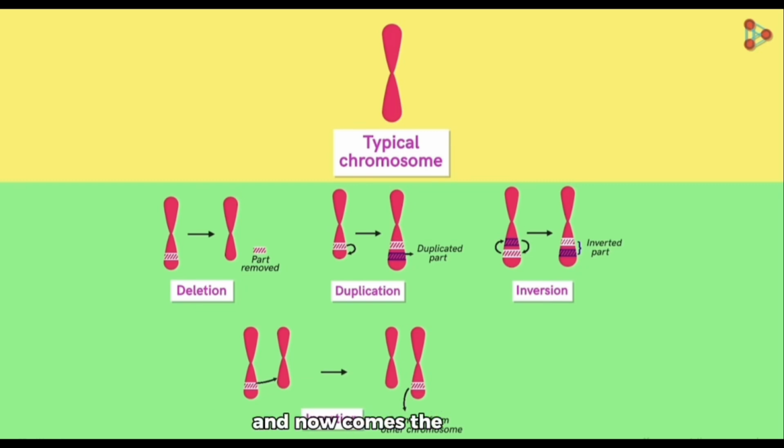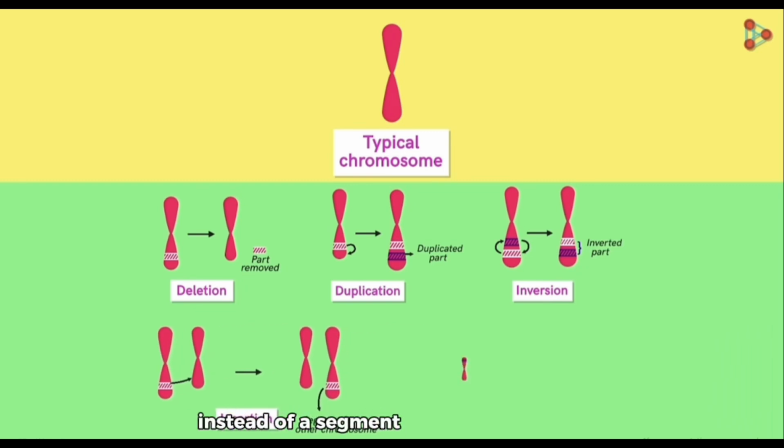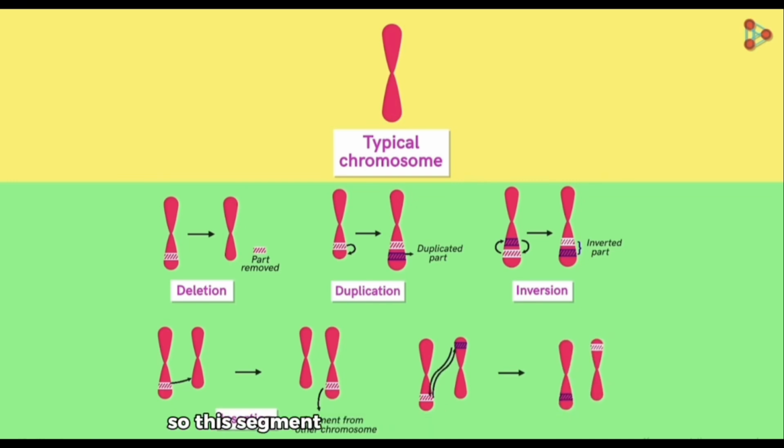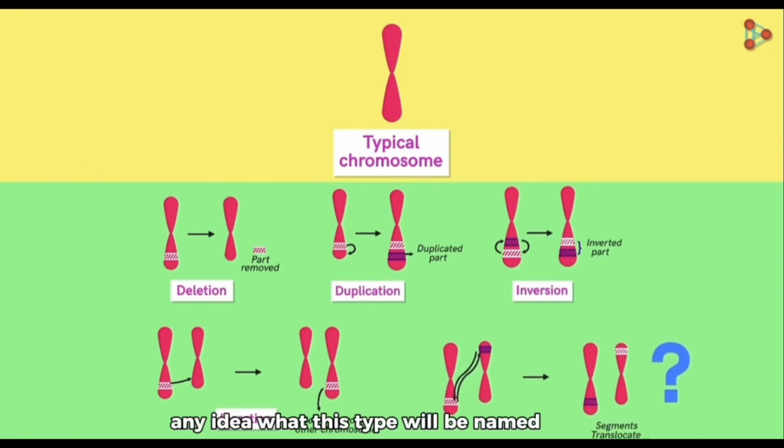And now comes the last type. Instead of a segment getting inserted into another chromosome, let's imagine a situation where a segment from each chromosome gets interexchanged. So this segment will get into this chromosome and vice versa. This kind of mutation also results in abnormalities as both the chromosomes get altered completely. Any idea what this type will be named as? Well, this type of mutation is called translocation.